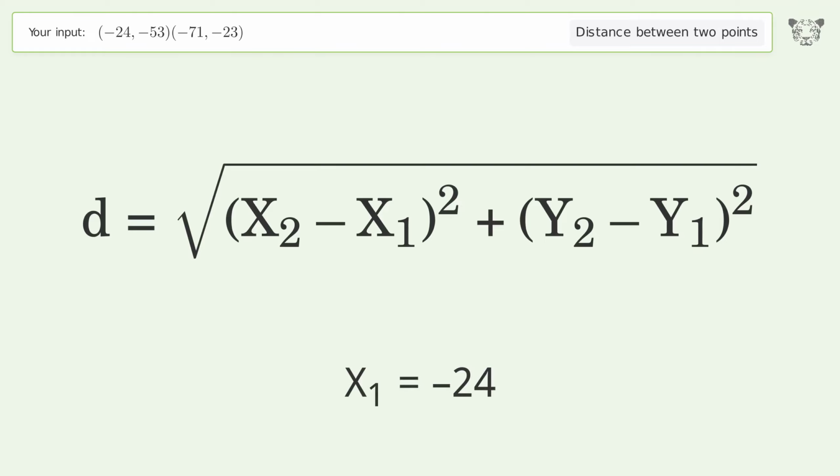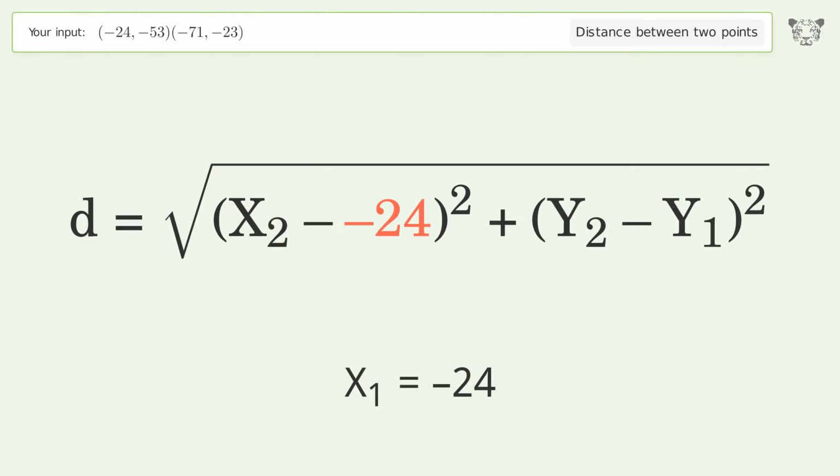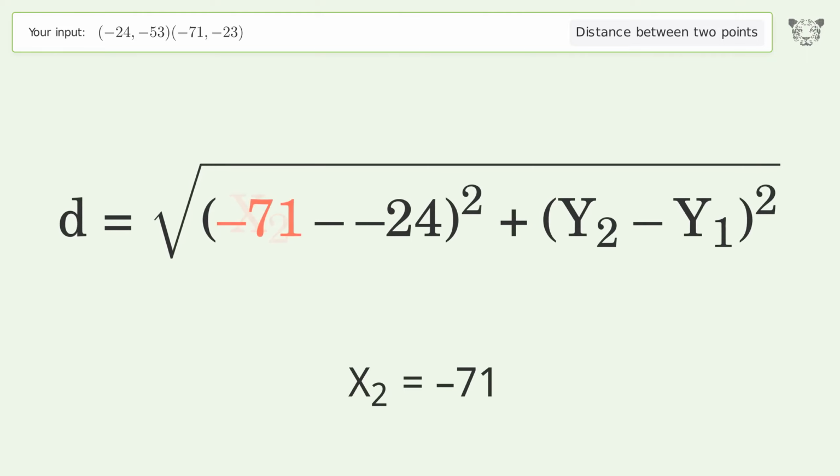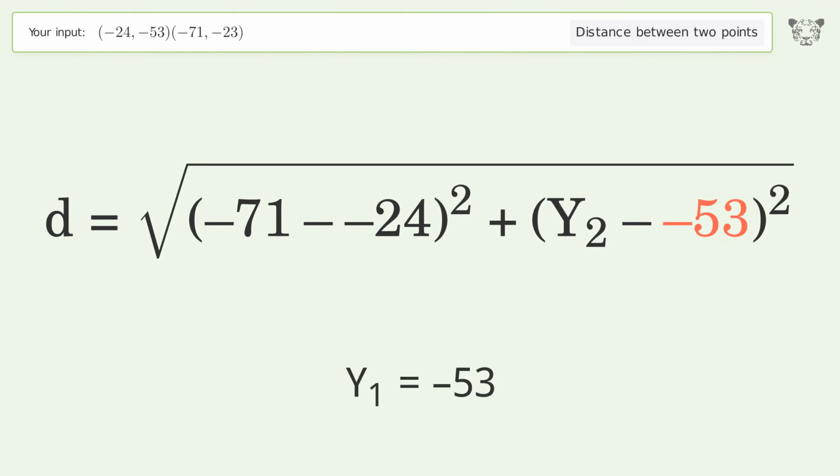x1 equals -24. x2 equals -71. y1 equals -53. y2 equals -23.